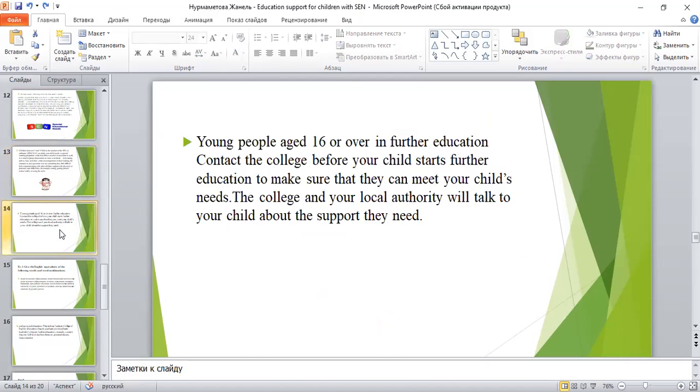And now let's discuss SEN students who are 16 years old. For young people aged 16 or over in further education, contact the college before your child starts further education to make sure that they can meet your child's needs. The college and your local authority will talk to your child about the support they need.